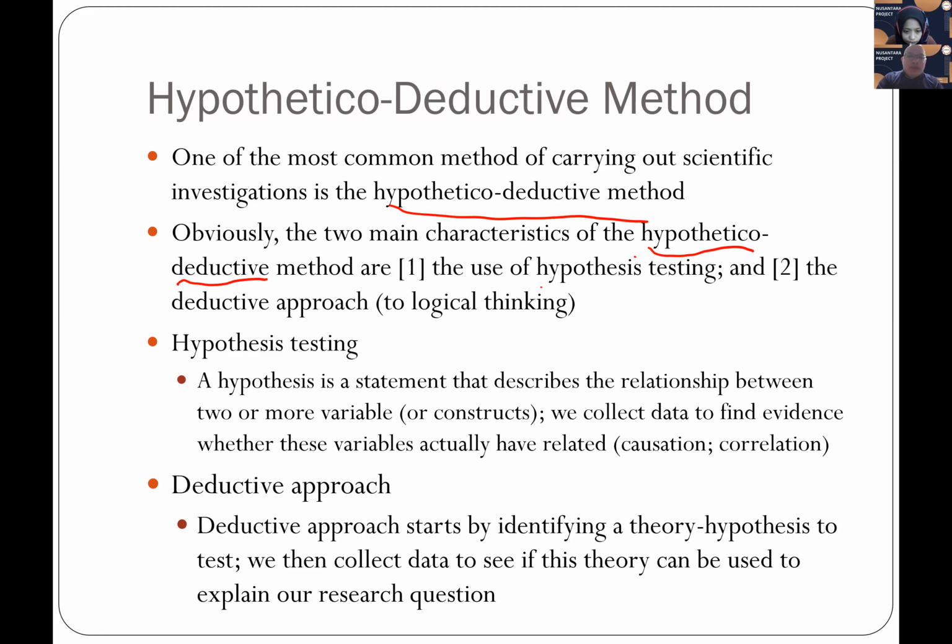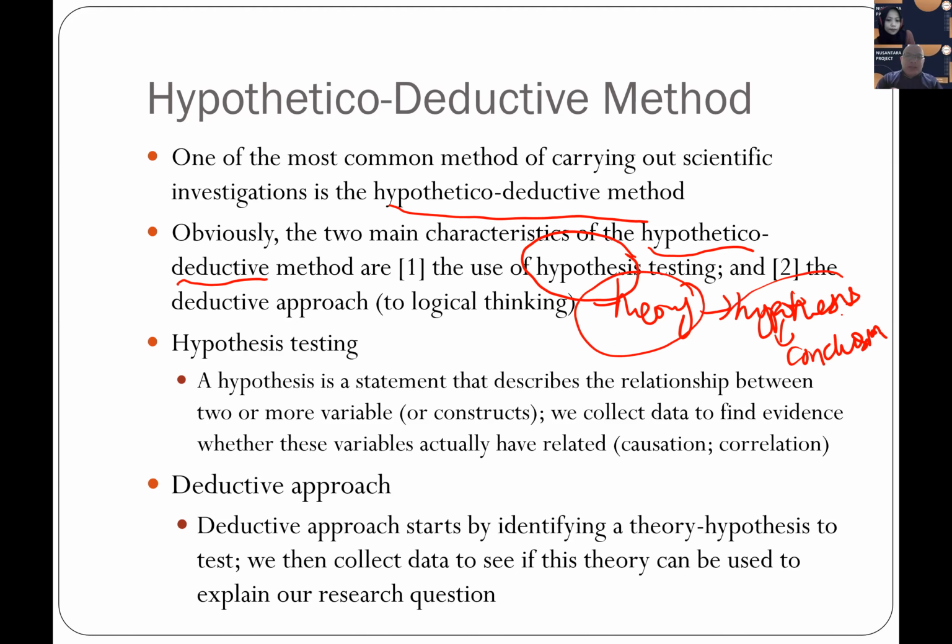Hypothetical means we will use hypothesis. Deductive means like what I explained earlier. Deductive is we will use a theory to make it into a hypothesis, and lastly it will go to conclusion. Okay, so it's a combination of these two, but actually they are the same thing. You have a theory, we will use hypothesis. So that's why it is the hypothetical deductive method. They are always together. So let's look at it separately.